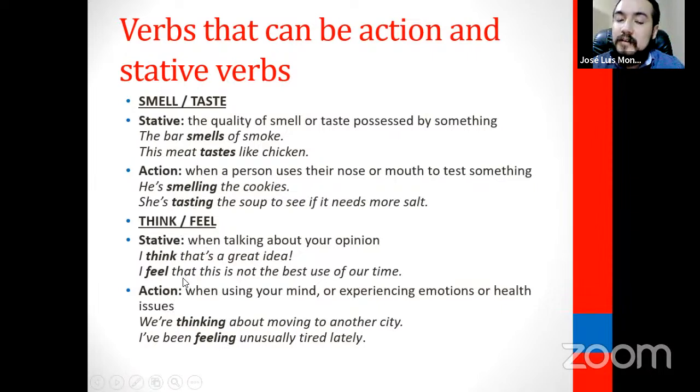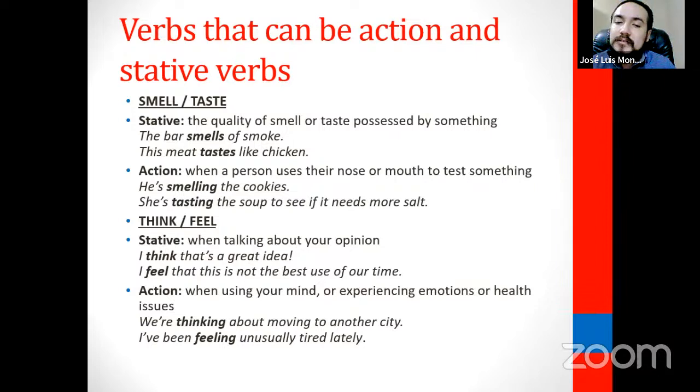Okay? Then think and feel, same idea. When think and feel express an opinion, it is stative. I think that that's a great idea. I feel that this is not the best use of our time. So if you say that, it means in my opinion, right? In my opinion, that's a great idea. In my opinion, this is not the best use of our time. So if you say in my opinion, you don't say this in continuous tenses, right? You don't say, I'm thinking that's a great idea. I'm feeling that this is not the best use of our time. No, I think, I feel, I believe. Okay, if you can replace that with in my opinion or I believe, it is good.